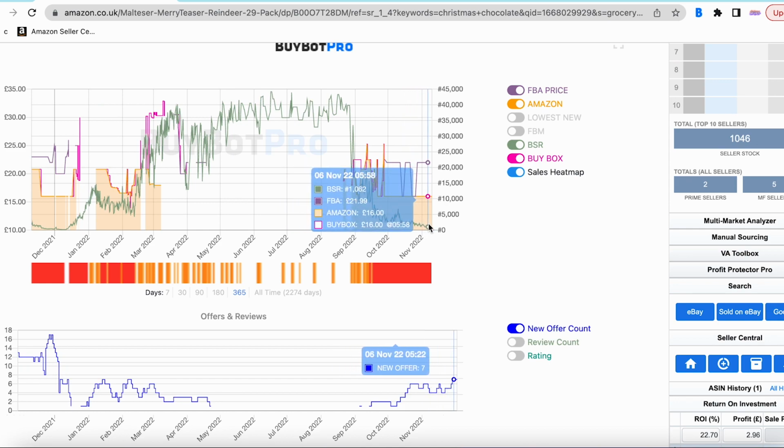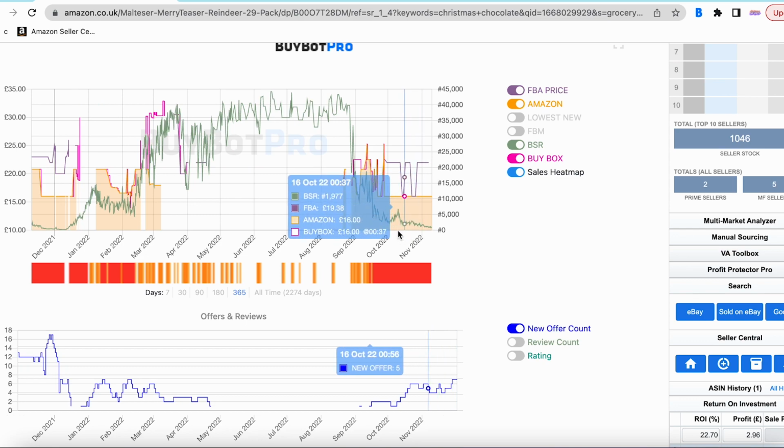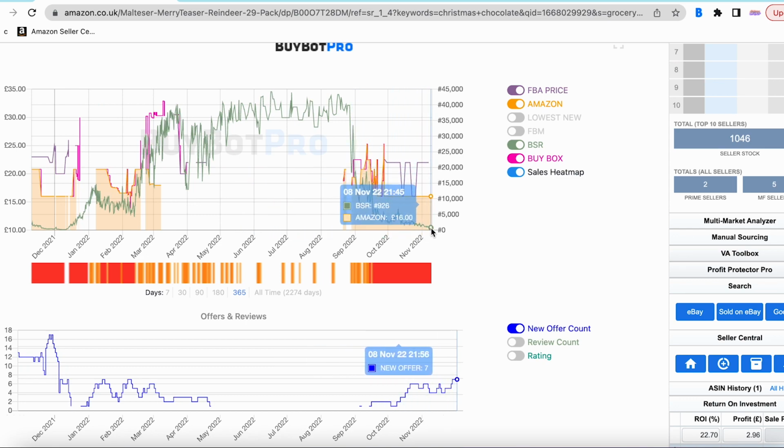this BSR line going all the way back down. Now what we can see as well is Amazon have been on the listing all the way from September right through. So at the minute, it's telling us that they are holding the buy box. There is no evidence of them sharing it.